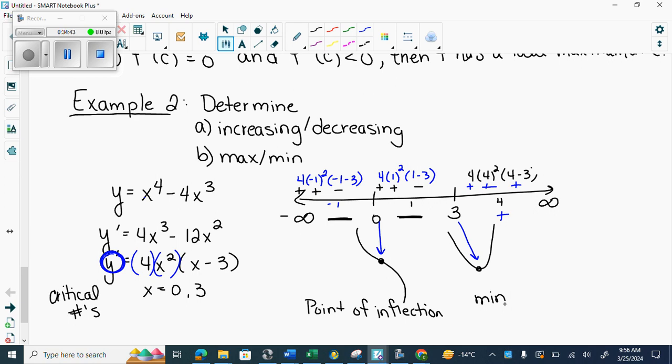And your intervals of decrease are from negative infinity to 0, 0 to 3. And then 3 to infinity is the positive. So at 0, it's not decreasing. And then 3 to infinity is our increase.